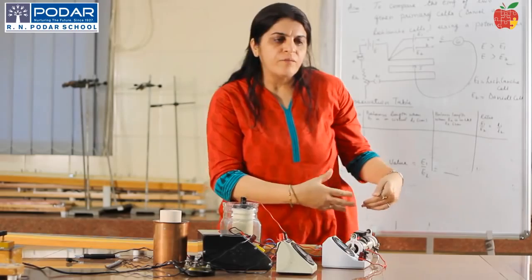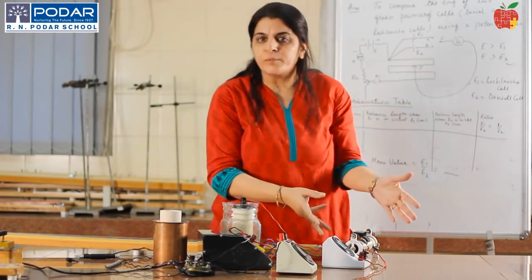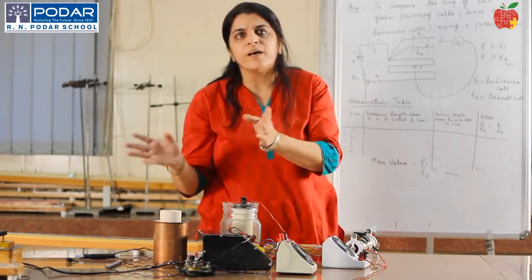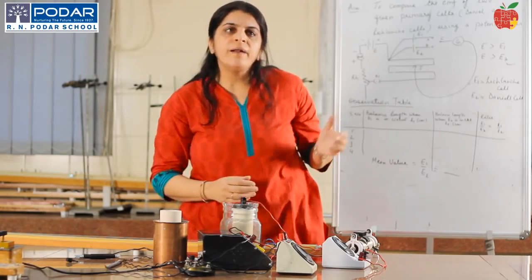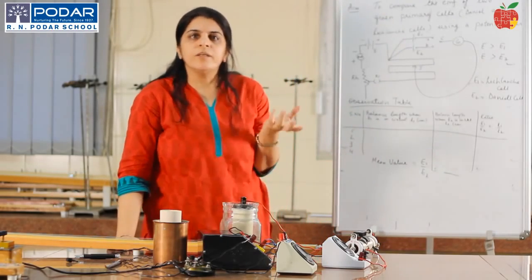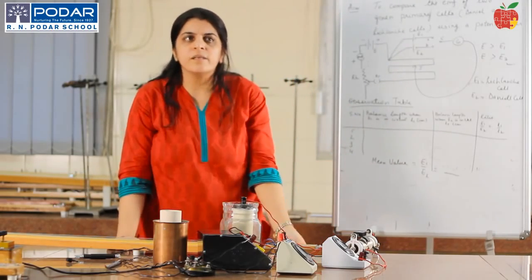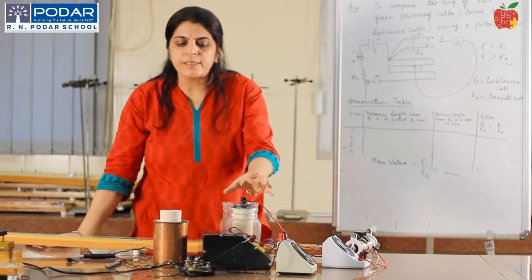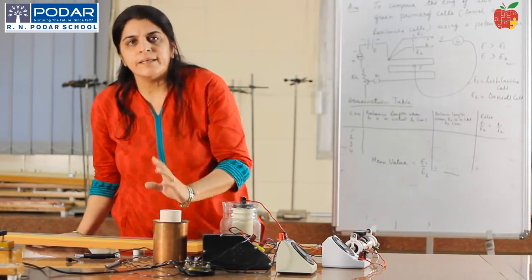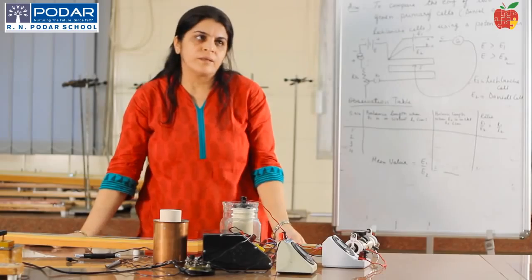Similarly, find for two more different currents the values of L1 and L2, and find the mean value of the ratio, which is the ratio of the EMF of the two cells, the Leclanché cell and the Daniell cell, using a potentiometer.